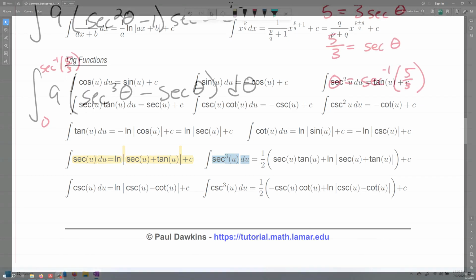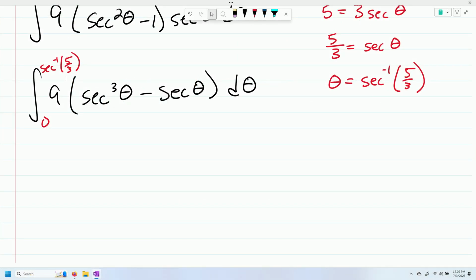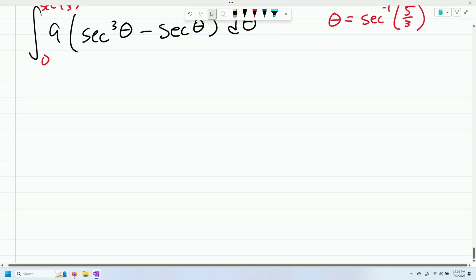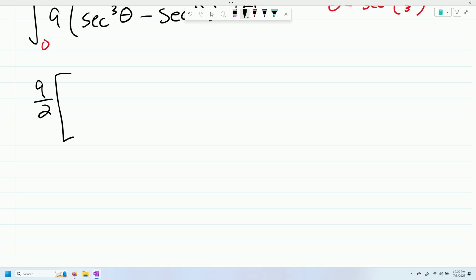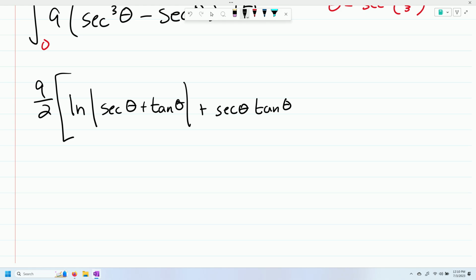Going back into our problem, we have 9 over 2 out front. Don't forget that. And this is going to be the natural log of the absolute value of secant theta plus tangent theta, plus secant theta tangent theta.